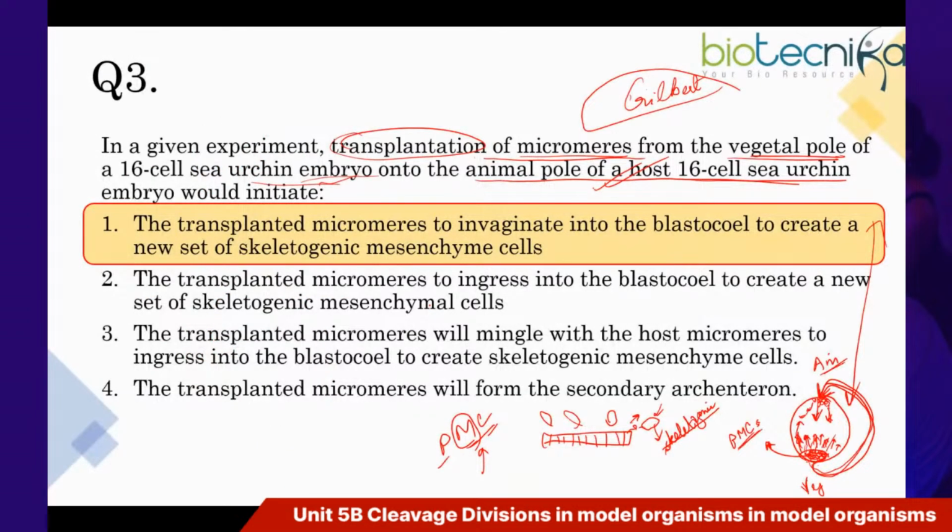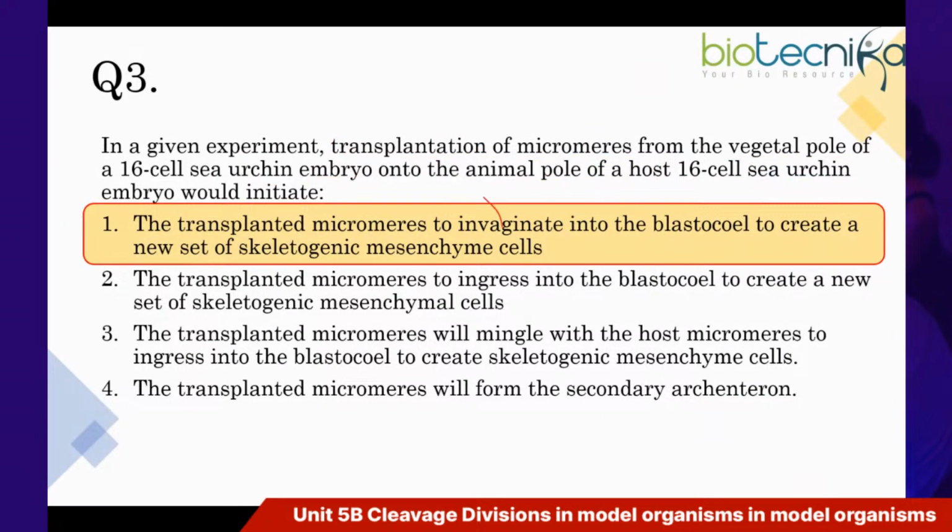So according to me this should not be correct, and actually it should be ingress. But the problem is that in the Gilbert book also, in that diagram, they have mentioned invaginate. That is why the CSIR has also given that same thing: the transplanted micromeres ingress into the blastocoel to create a new set of skeletogenic mesenchymal cells. Now third, as I already told you, CSIR has mentioned option 1 as the answer key. They have not changed it.